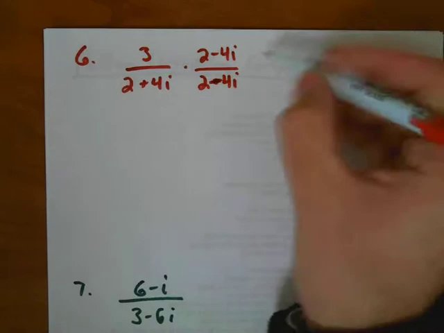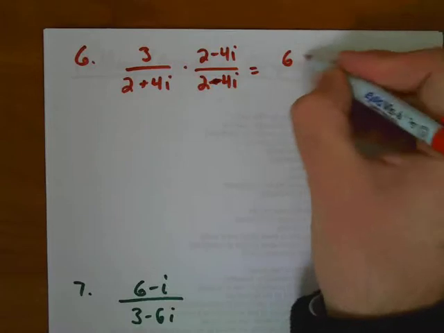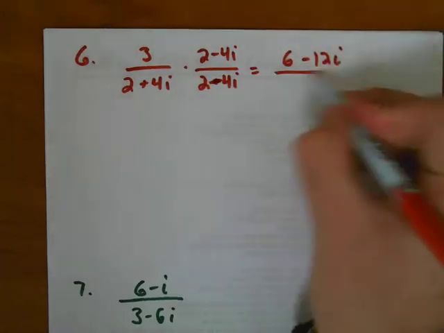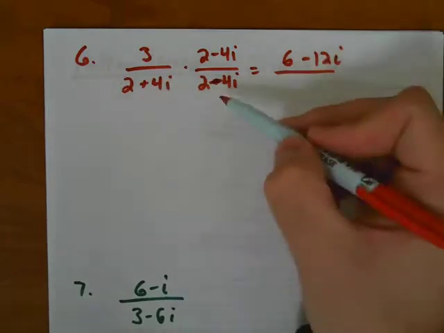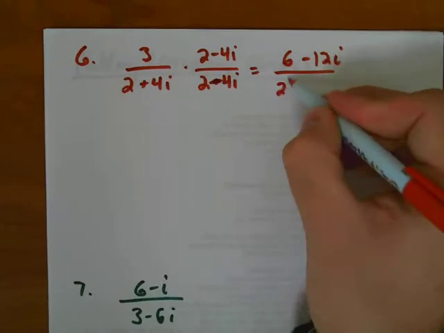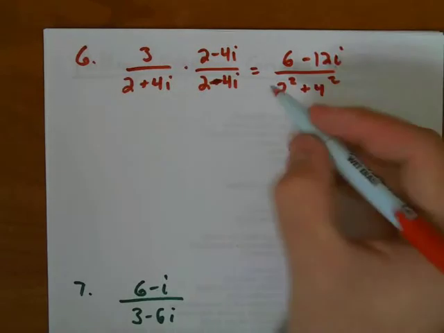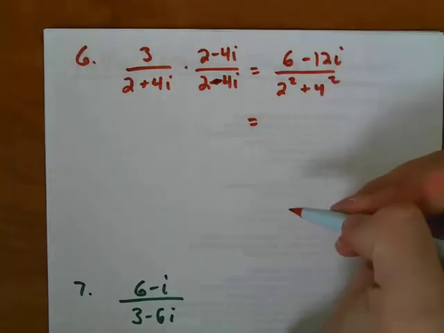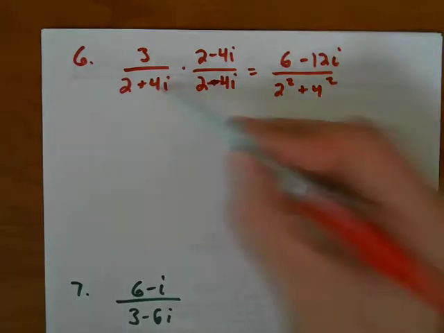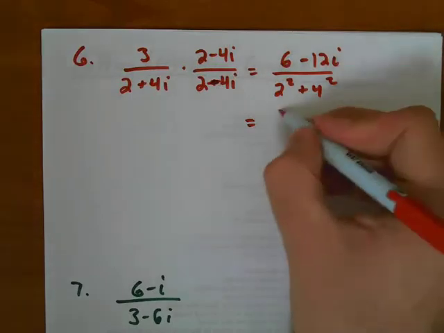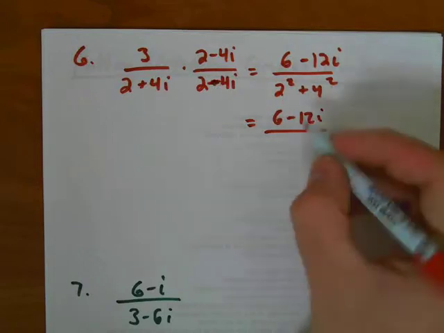So when I do that, on the top, I have to multiply 3 to both of these. 6 minus 12i. And on the bottom, I'm going to take a little shortcut. I know that if I multiply these two complex conjugates, I'm going to get 2 squared plus 4 squared. I don't even have to multiply it all out because I know, based on what I just did on the previous page, that anytime I multiply complex conjugates, it's going to be the square of the first plus the square of the second. So, simplifying that, I get 12 minus 6i over 4 plus 16 is 20.